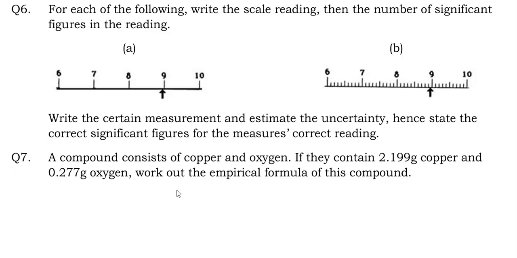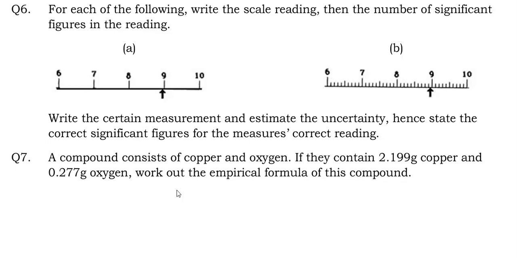This is Chemistry 1-1, tutorial sheet 1, question 6. For each of the following diagrams I've been given, write the scale reading, then the number of significant figures in the reading. I'm also asked to write the certain measurements and estimate the uncertainty. Hence, state the correct significant figures for the measurement, the correct reading.